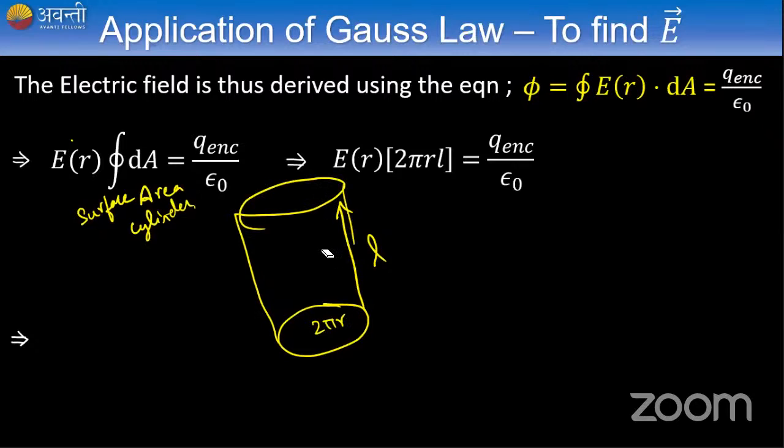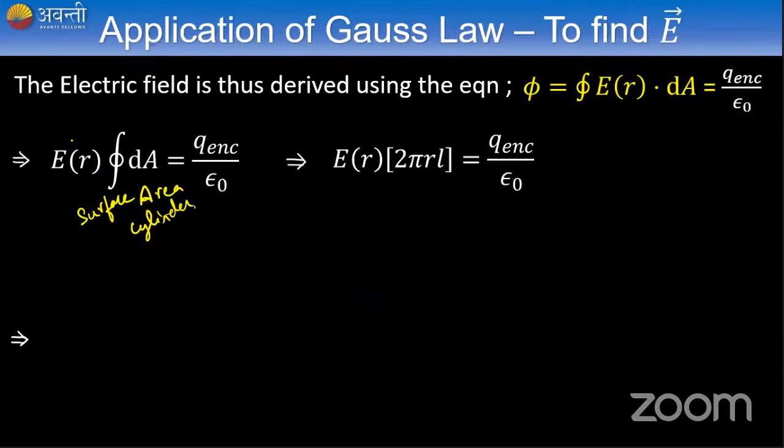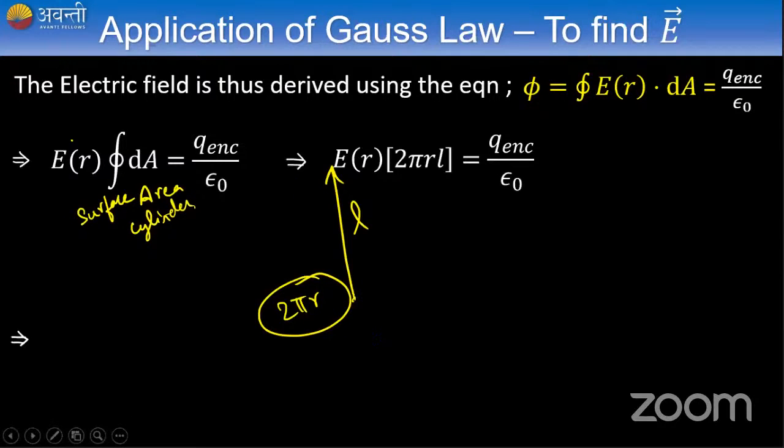If I take this circle of 2 pi r circumference and lift it to a length L, will I get a cylinder?